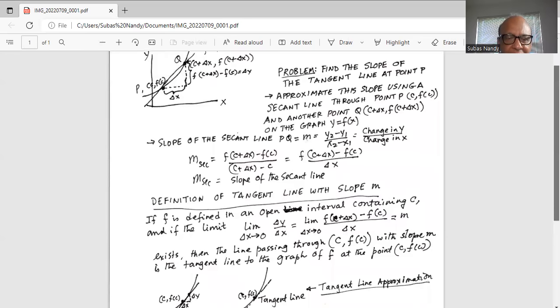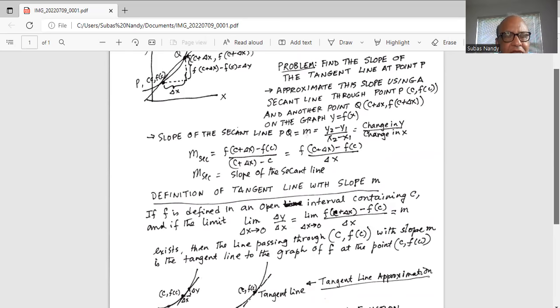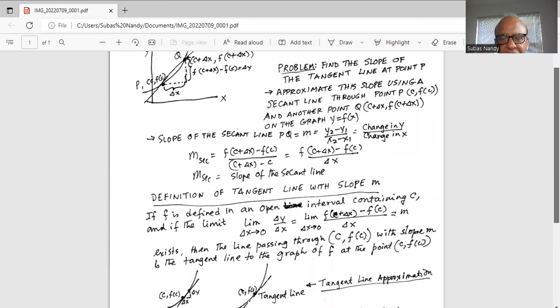So if that limit exists, then the line passing through c, f of c, where c is the x coordinate and the y coordinate is f of c, with slope m is basically the tangent line to the graph of f of x at the point c, f of c.